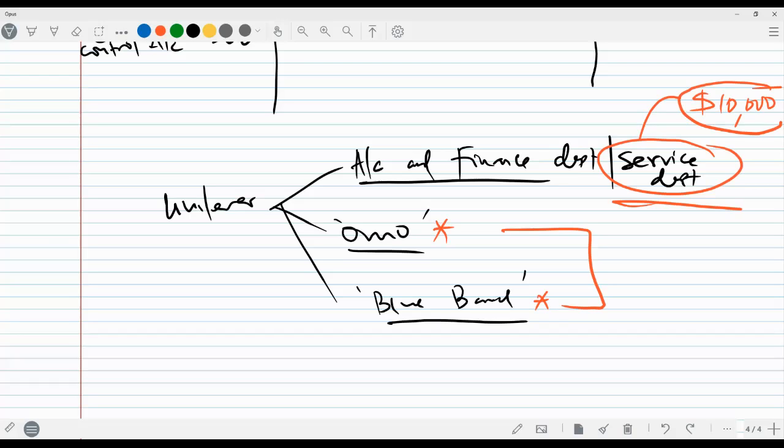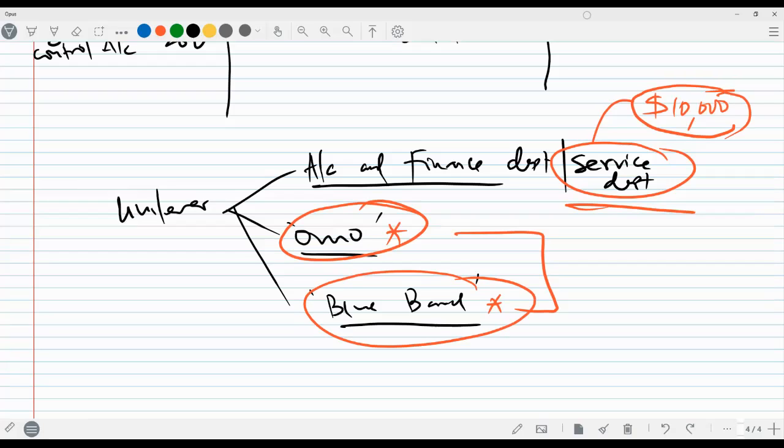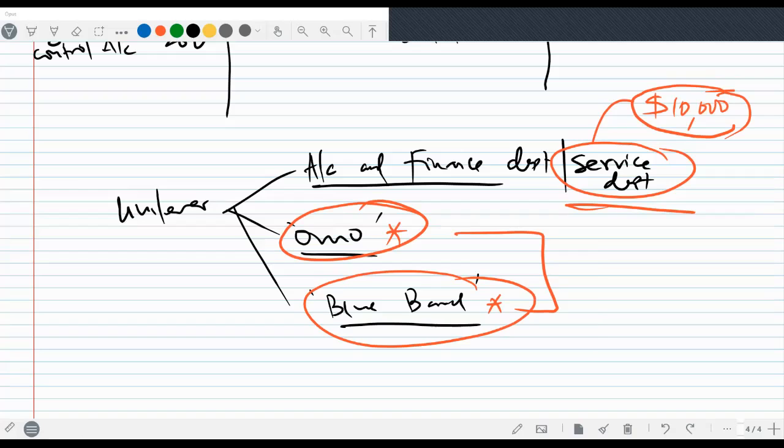Where you have a service department that is here to serve other production departments, the issue is how we allocate the cost of this service department, the 10,000, among the production departments, the Omo and the Blue Band. That's what we shall be discussing in this topic.